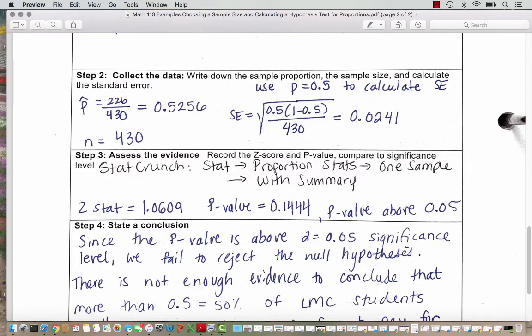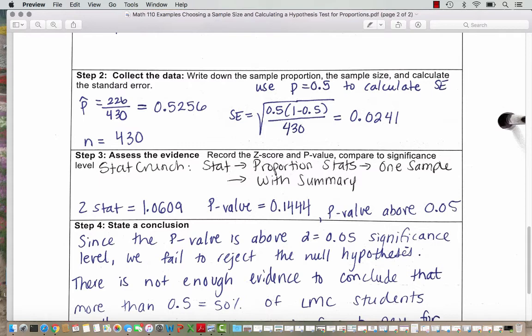0.0241. Now we need to record the z-score and the p-value, and then we want to compare that to our significance level. No significance level was given in our question, so we are going to use 0.05 by default, that 5% significance level. Let's head into StatCrunch.